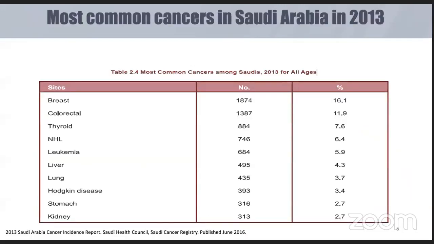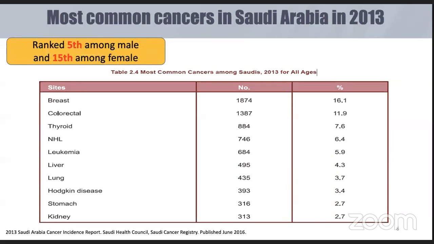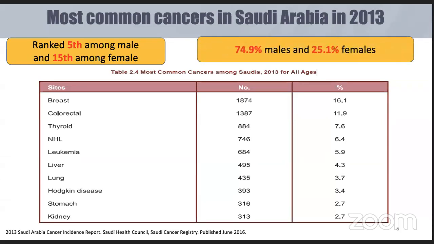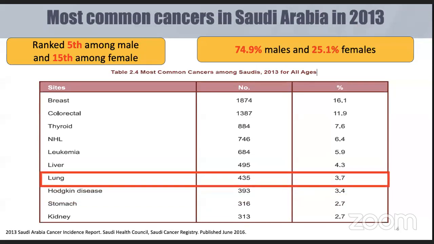This slide shows the most common cancers in Saudi Arabia in 2013. Lung cancer ranked 5th among males and 15th among females in Saudi Arabia in 2013. The male to female ratio is 3:1. So for lung cancer patients, around 75% are males and 25% are females. And we can see, for example, that the incidence of lung cancer in Saudi Arabia in 2013 was around 430 new cases that year.